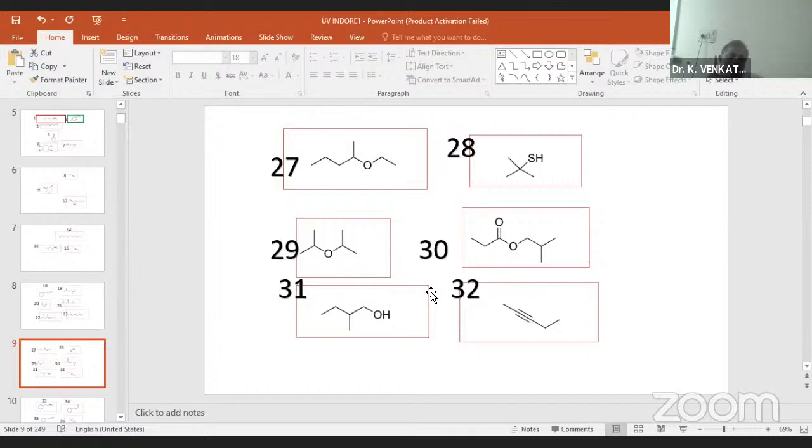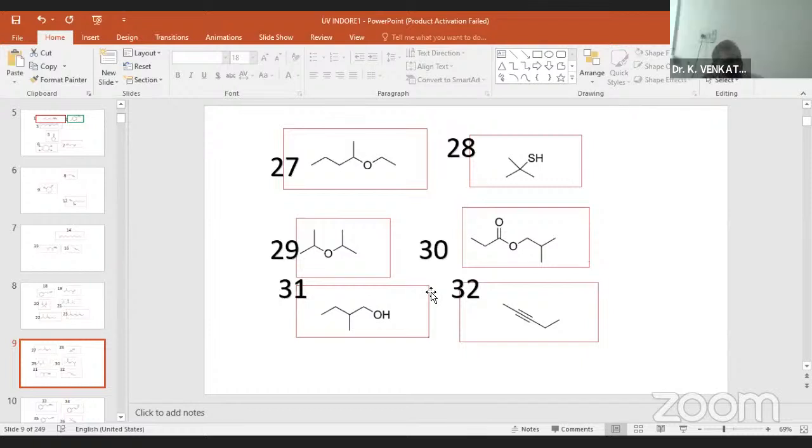So is that propoxy or isopropoxy? Isopropoxy. Yes, ma'am. So iso is very important. So 2-isopropoxy propane is the correct answer. So next, 30.